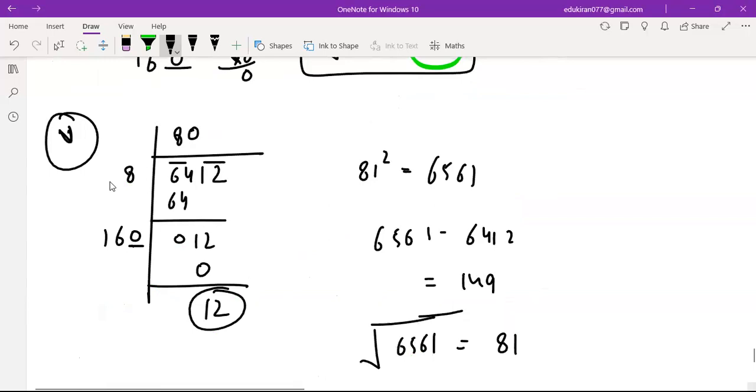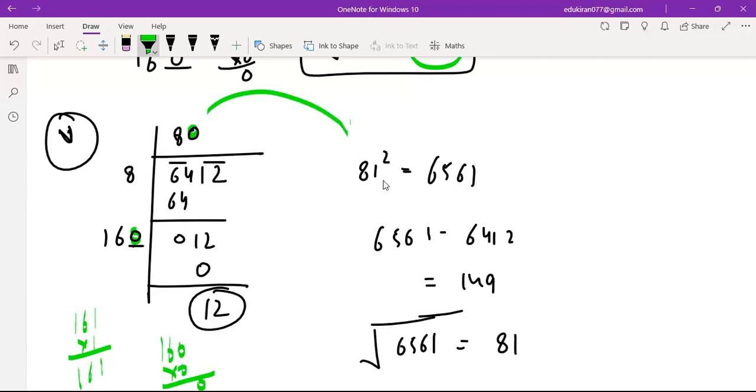So the fifth one says 6412. Now 8, I did it. The only thing I explained here is, see, here you got 12, right? If you multiply 161 and 1, you get 161, which is greater than this. So that's why you put 0 here. If you multiply 160 with 0, your answer would be 0. So here also you will put 0 and the remainder would be 12. Then of course 80 is not a perfect square, so you take the next number, which is 81. So you got 6561, this, you got 149 and here the solution. Fine?